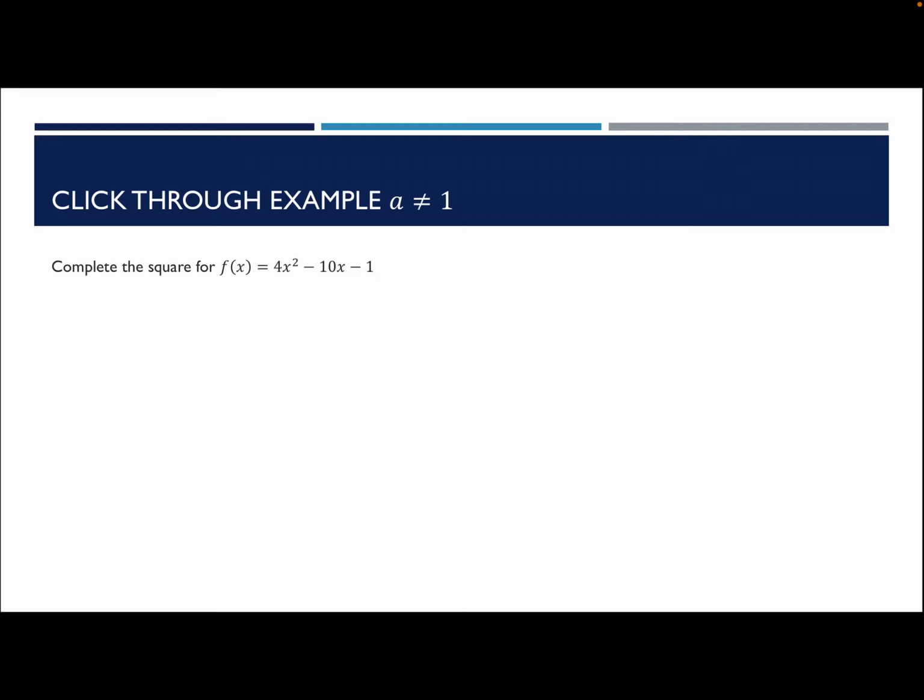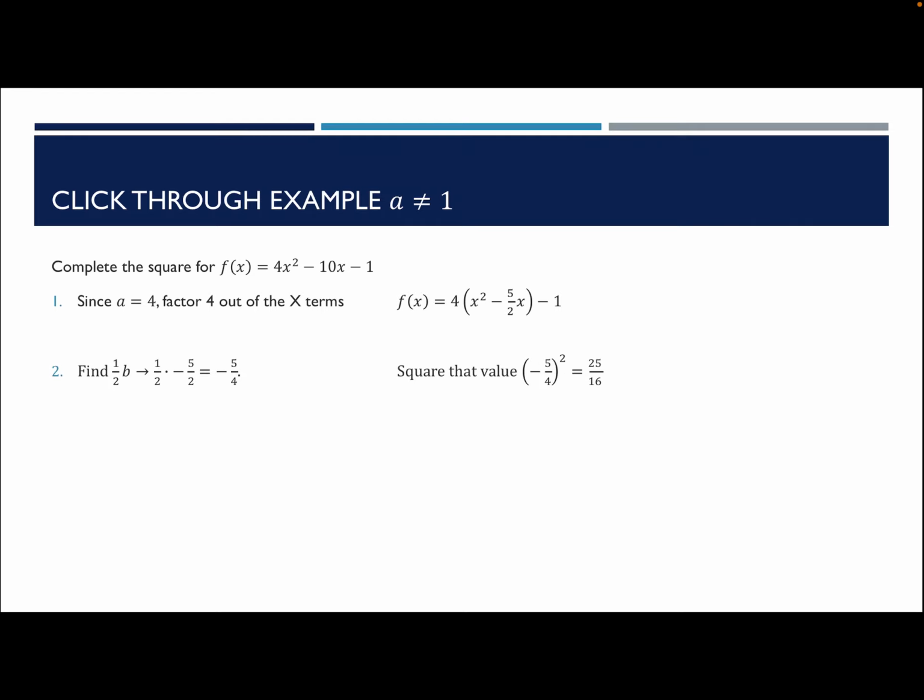Now, in the example where a isn't 1, the first thing you have to do is factor the 4 out of the x terms. So when we factor 4 out of the x terms, we get 4 times x squared, and if you factor 4 out of 10, you get -5 over 2. The next thing that you need to do is take half of this term that I'm underlining. So half of -5 halves is -5 fourths. And then you square that value, and that's going to give you 25 divided by 16.